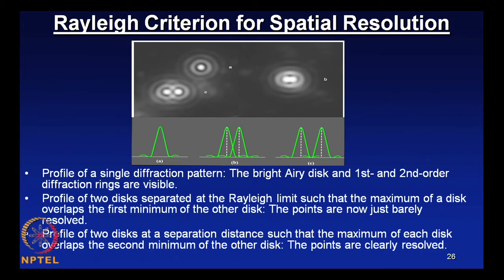Let us take some examples of images which display the Rayleigh criterion for spatial resolution. Look at this image carefully. This is again an intensity profile for the point source A. You can see that it has zero order, first order, second order and so on. It is a self-luminous point source of light. And if you look at B, you have these two points overlapping, corresponding to this intensity profile. And then in point C, you have these two points just touching each other, corresponding to intensity profile C.